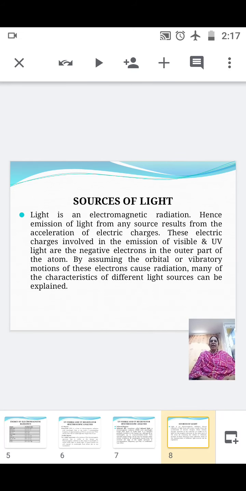So light is an electromagnetic radiation. Hence, how does this emission of light take place from any source? It results due to acceleration of the electric charges. What are these electric charges? They are involved in the emission of visible and ultraviolet lights, they are the negative electrons in the outer part of the atom. By assuming the orbital or vibratory motions of these electrons cause radiations, whose characteristics differ for different sources of light.